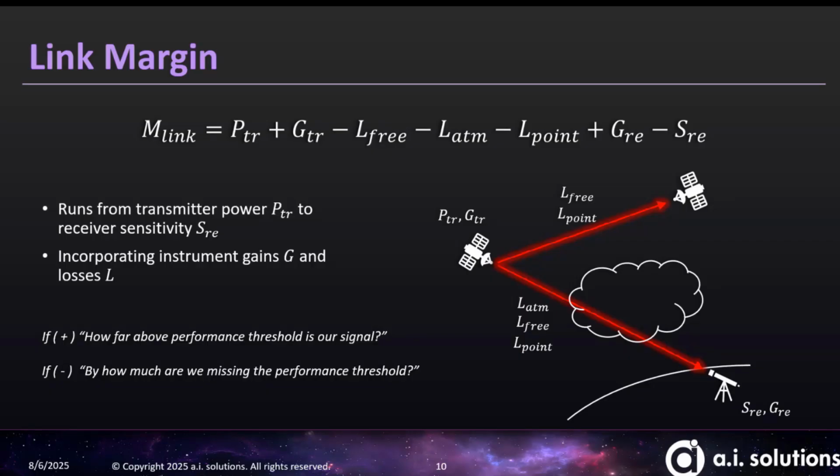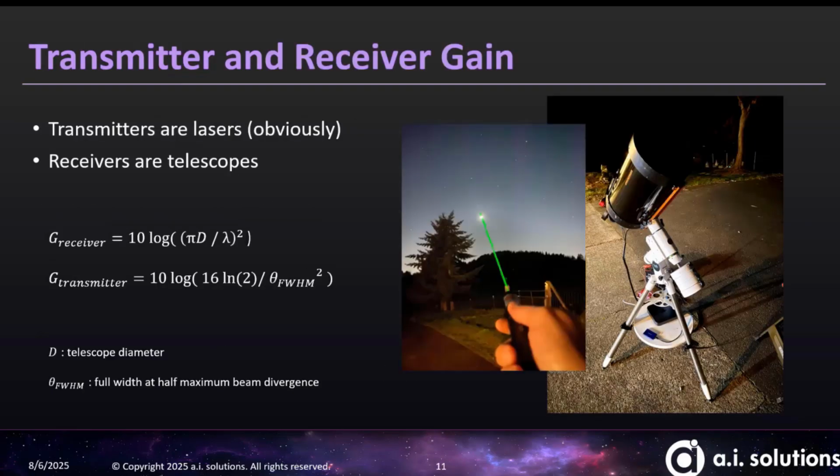So if you calculate your link margin and it comes out positive, that means you're beating the point that you need to hit in order to achieve your performance threshold. But if you run this equation and it comes up negative, that means that you have some work to do in order to make up some of the losses that you're accruing along the way and tweak some of these parameters in this chain.